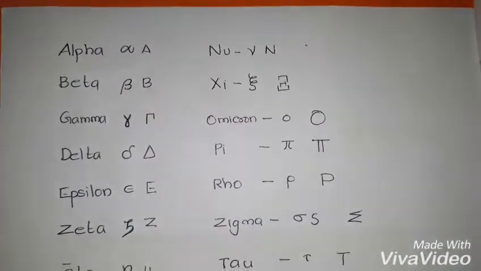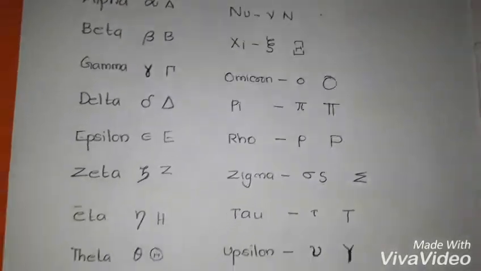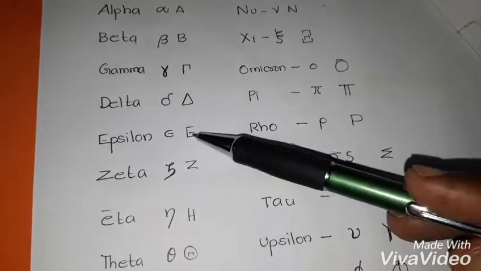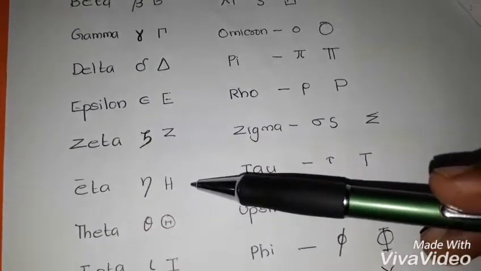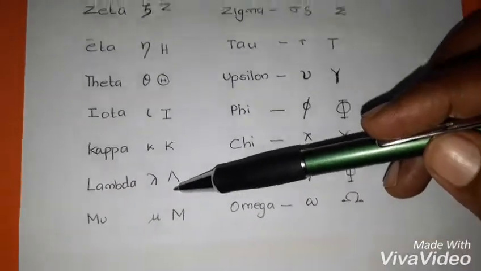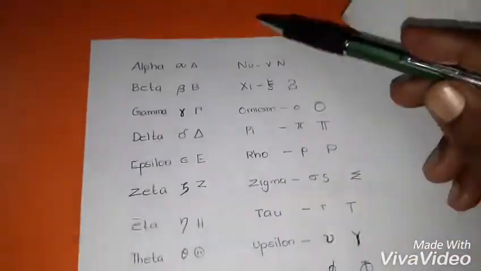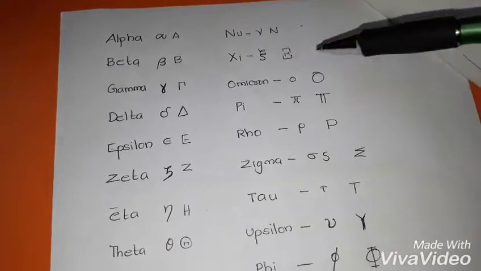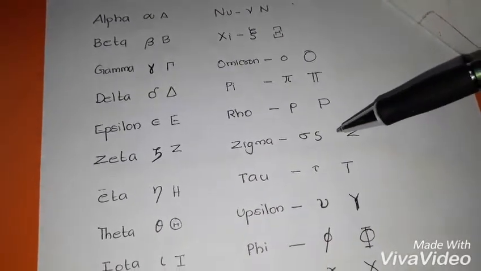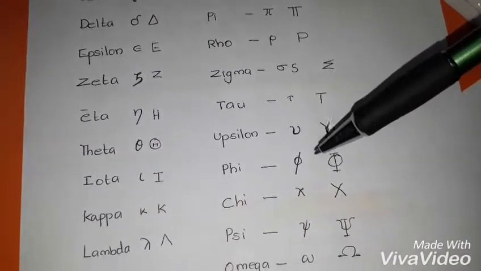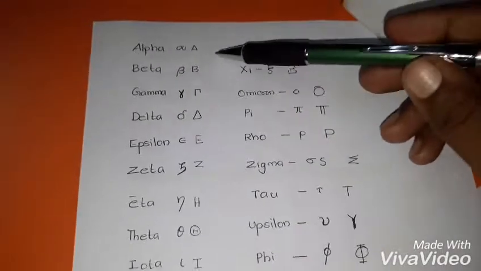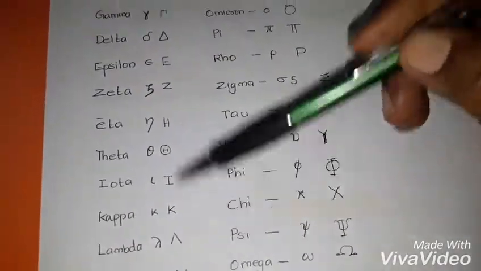Now we'll check the alphabets again. Alpha, beta, gamma, delta, epsilon, zeta, eta, theta, iota, kappa, lambda, mu, nu, xi, omicron, pi, rho, sigma, tau, upsilon, phi, chi, psi, omega. The capital letters are also written along with them.